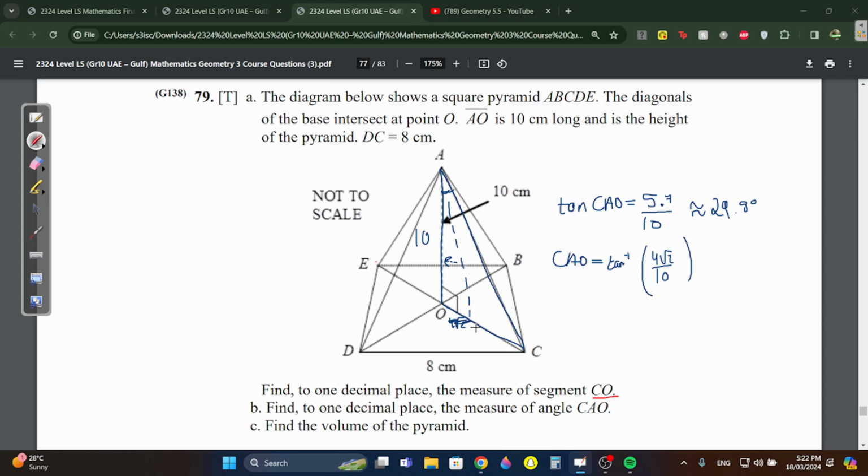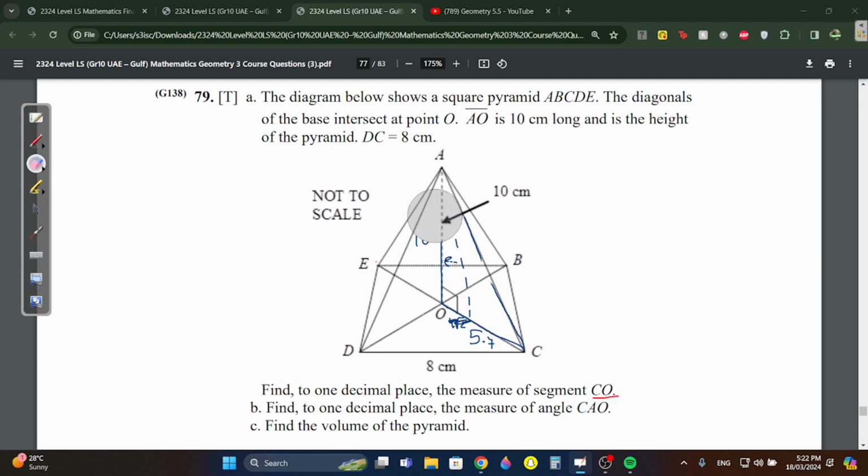Even though they're the same thing, still use 5.7, because that's the answer you got from part A. Let me see if I get a different answer. Yeah, it's 29.7 now. You have to carry forward the answer you used from the previous part. So you get 29.7.